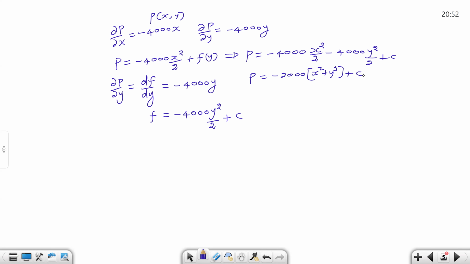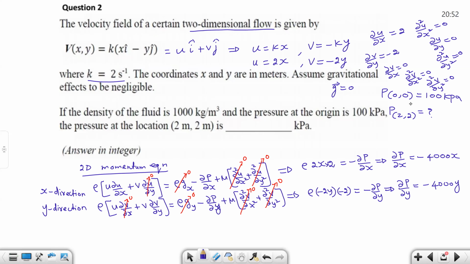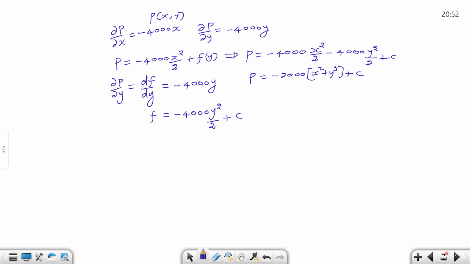So now the boundary condition, if you go back and see the boundary condition, P at 0, 0 is 100 kPa. Because this velocity is in meter per second, density is in kg per meter cube, the pressure must be in Newton per meter squared. So the unit for pressure you must substitute in Newton per meter squared. So we know that the pressure at 0, 0 is equal to 100 kPa, which is 100 into 10 power 3 Pascal or Newton per meter squared.